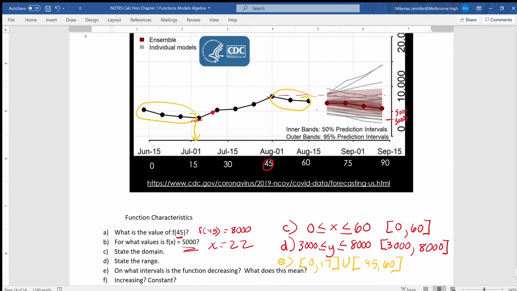The follow-up question says, what does this mean? So we already talked about that. That means as x increases, y is decreasing. Letter F says, when is the function increasing? So we can tell that it is actually going to be increasing everywhere else on this graph. So I'll go with purple here. So it's going to be increasing in this whole interval right there. So maybe from 15 out to 45.